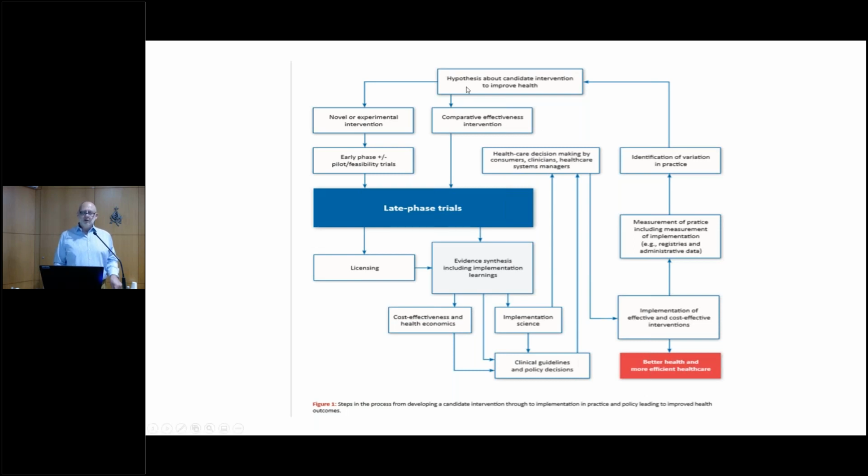But it may be reasonable to divide hypotheses regarding candidate interventions into two categories. The first is interventions that are novel or experimental, largely untried, with some in vitro or animal evidence of potential effectiveness. And the other is a much broader category referred to as comparative effectiveness interventions. A comparative effectiveness intervention is defined by having all of three criteria.